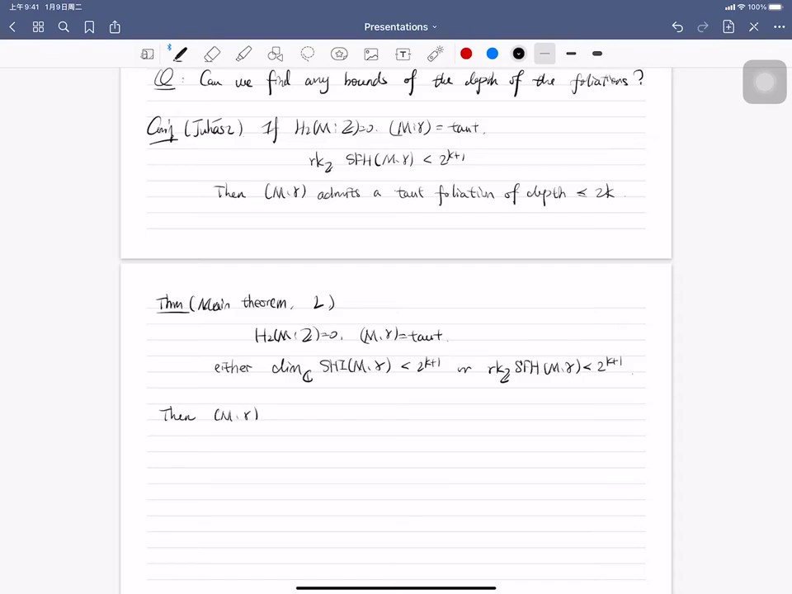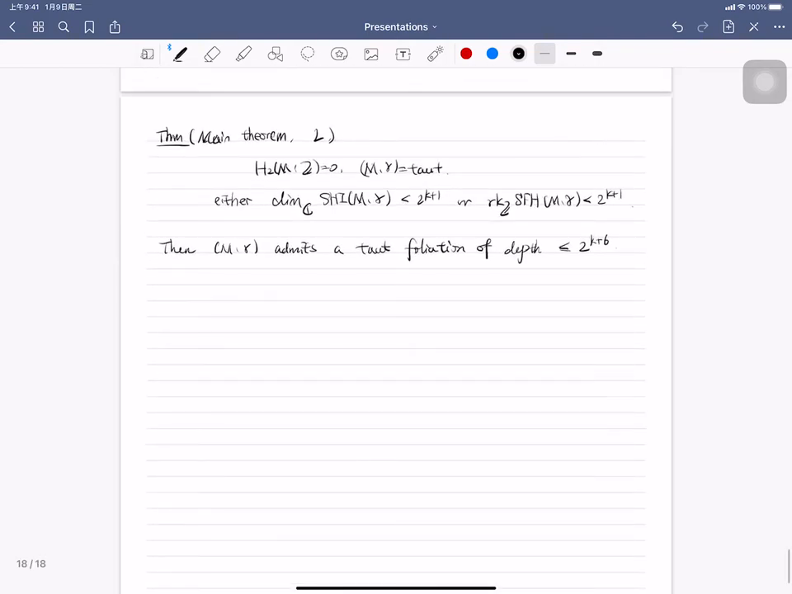then M and gamma admit a taut foliation of depth at most 2 to the k plus 6 power. So you can see the conjectural depth is 2k, but right now we can only achieve 2 to the k plus 6, so there's a big gap in between.